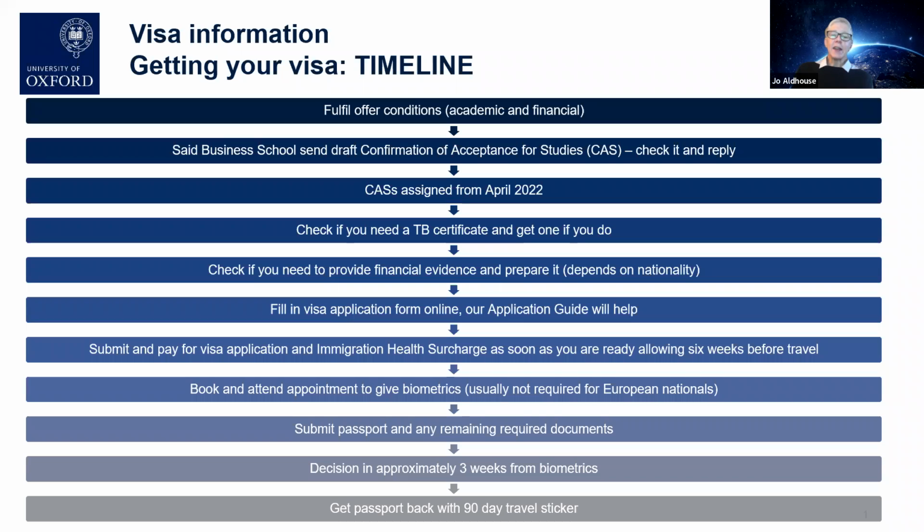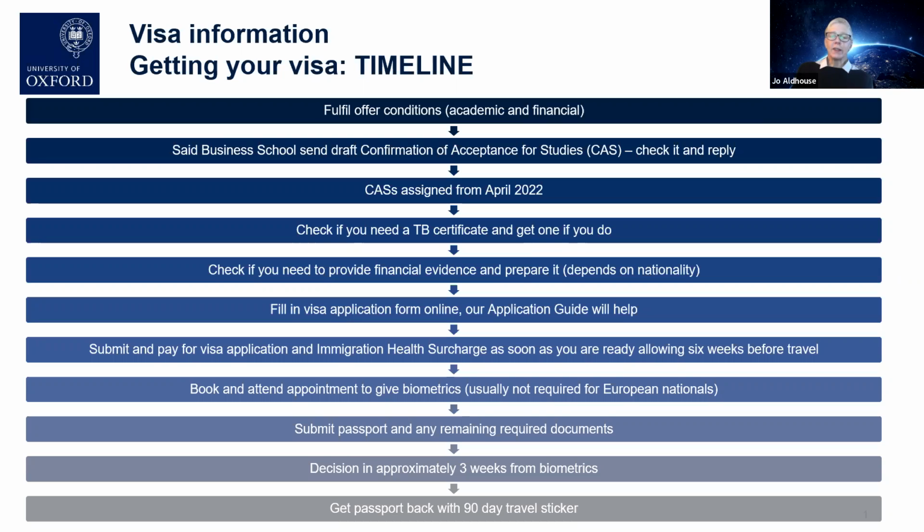So the next stage is filling in the visa application form online. We've got quite a detailed application guide, which goes through all the questions and gives you Oxford specific information that you need to put in, and explains the terminology of the questions and generally takes the mystery out of the process. We've got a link on the last slide so you can access that.